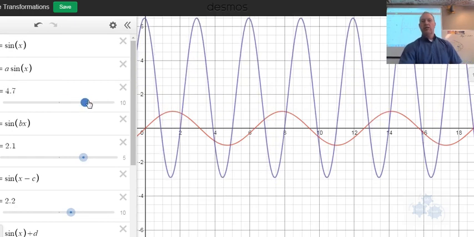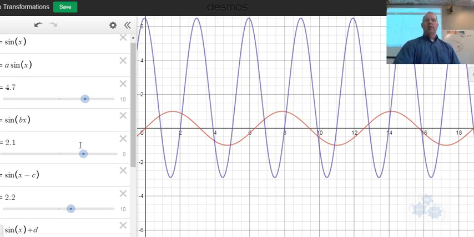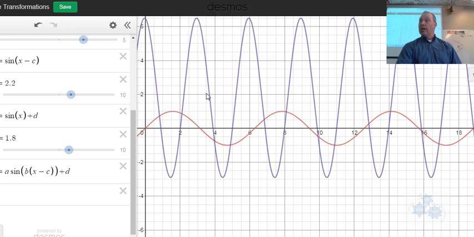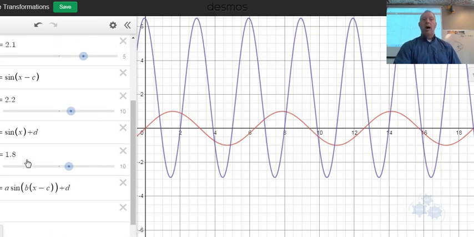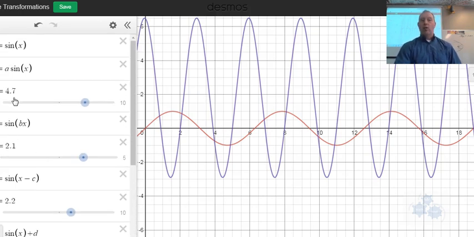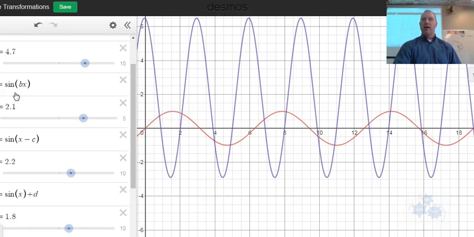So this is the graph in the purple there, blue, whatever color that is. I still can't figure that out. This is the equation for y equals 4.7 times sine of 2.1 bracket x minus 2.2 bracket plus 1.8. Okay, plus 1.8.